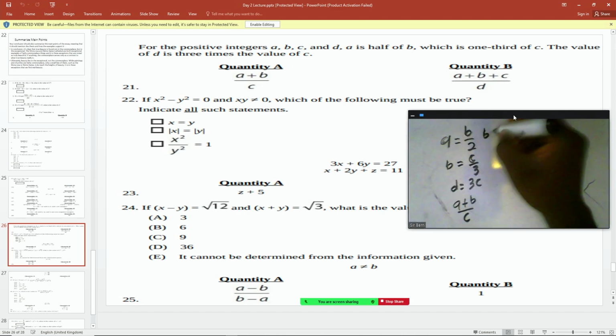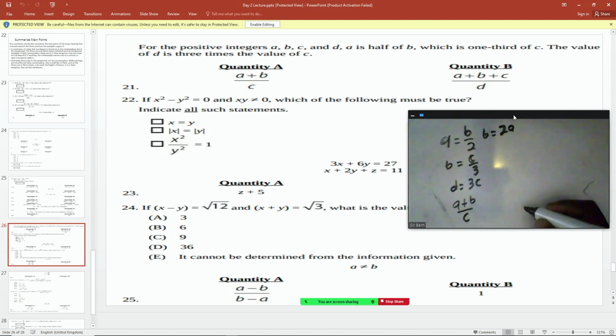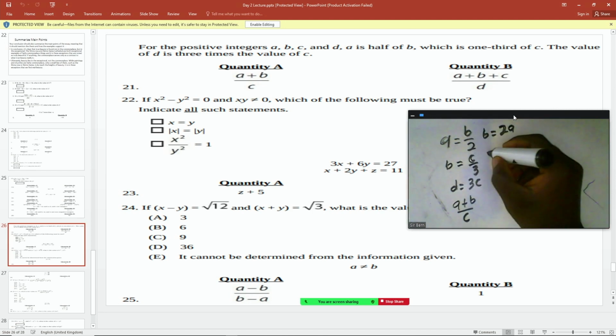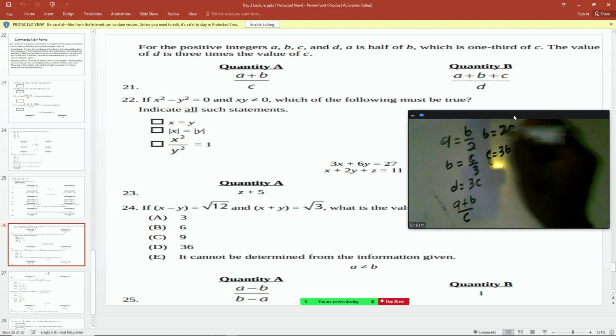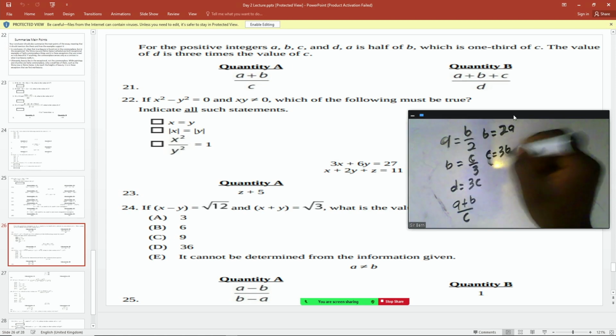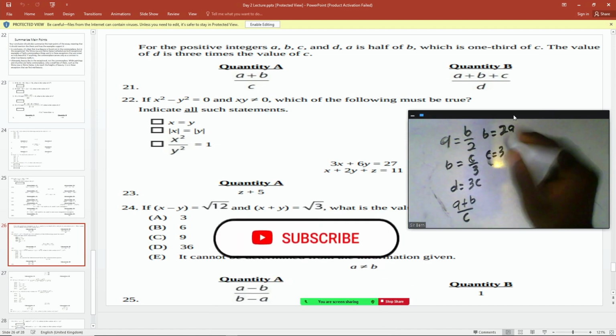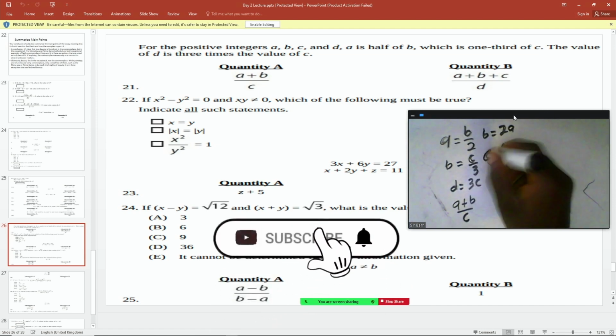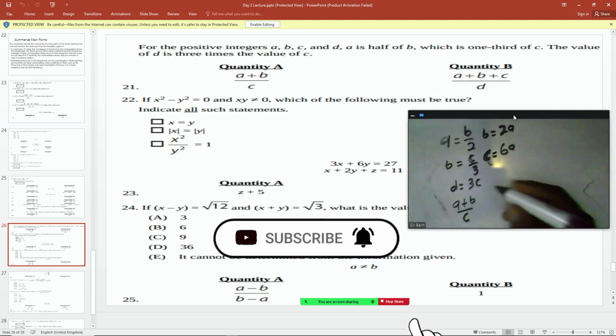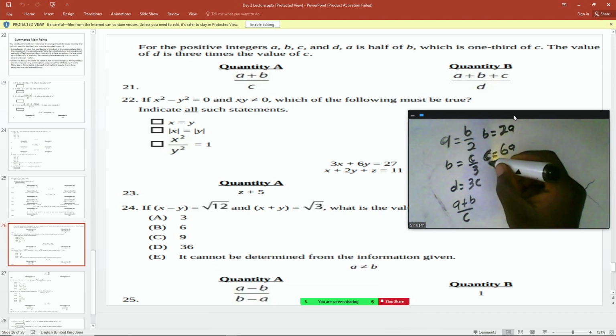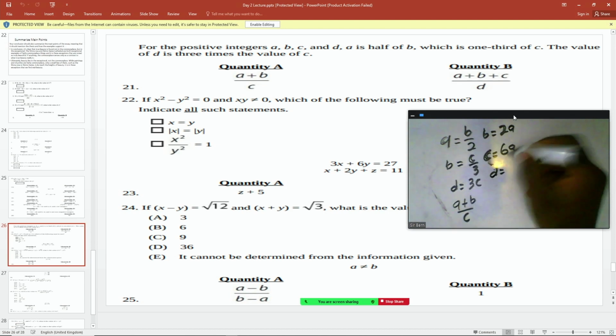So b is equal to 2a. C is equal to 3b, and b itself is 2a. So replacing that here, we have 3 times 2a, giving us 6a. So c in terms of a is 6a. Then d is equal to 3c. C is 6a, so d is equal to 3 times 6a, giving us 18a.